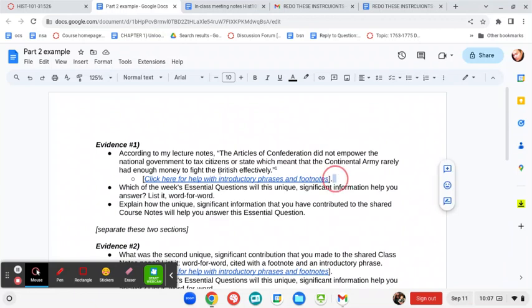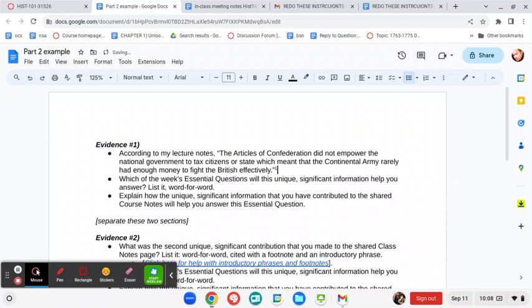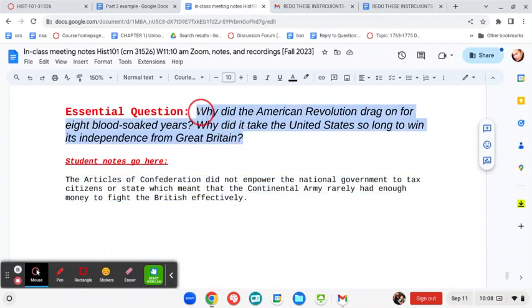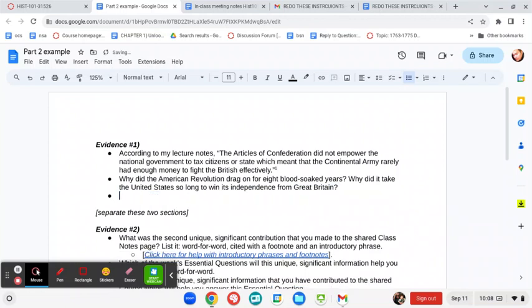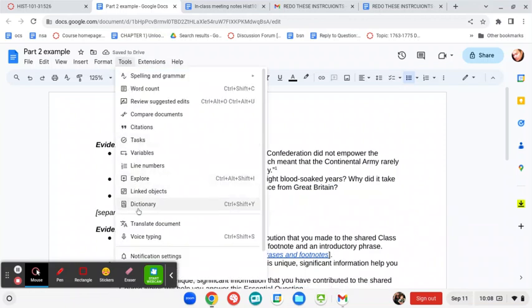Excellent. Then I want you to show me very clearly which of the week's essential questions these notes apply to. So then you go in very simply and copy and paste the essential question for the week. And then here, the last part for the first section, you want to explain to me why these notes are important, right?